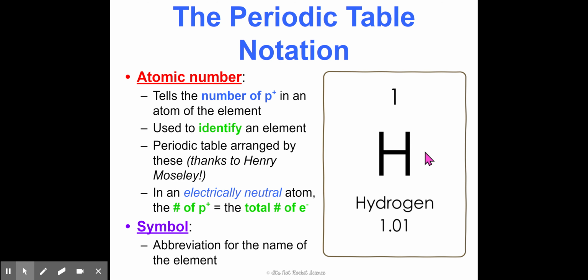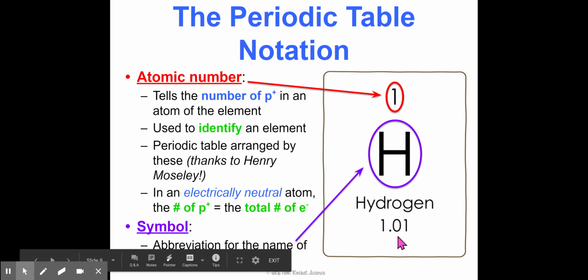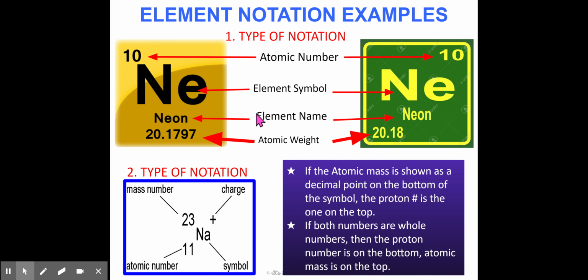That is called the symbol, an abbreviation for the name of the element. As you can see, this one is the atomic number, and this one is the atomic weight. This one is the symbol. These are the different types of element notation. Don't get confused if you see these. So if you see a decimal number, that's the atomic weight for sure. Okay, if there's a decimal number, that's the atomic weight.